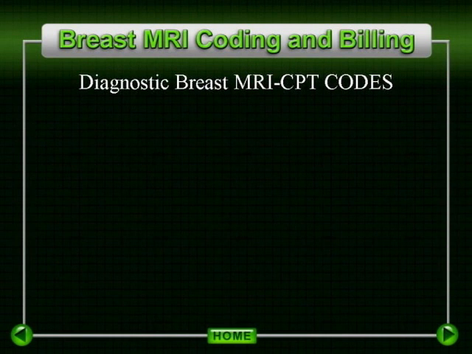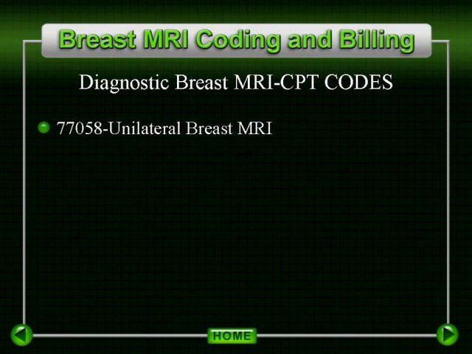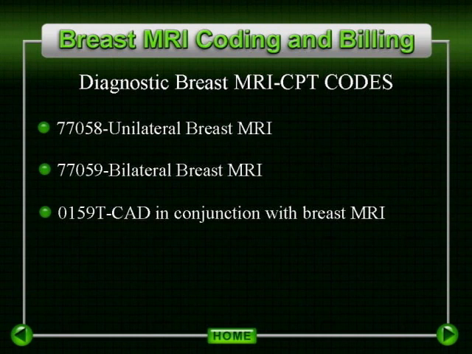Diagnostic Breast MRI CPT codes. 77058 is for unilateral breast MRI. 77059 is for bilateral breast MRI. 0159T is for CAD in conjunction with breast MRI.